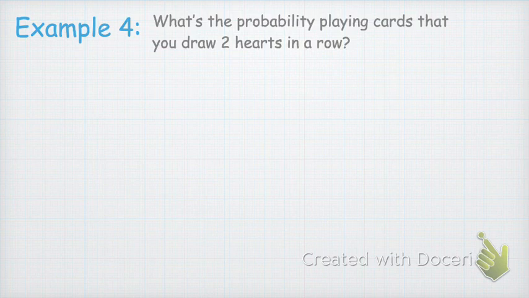For example 4, we're going to look at, if we're playing cards, what's the probability that we draw 2 hearts in a row? So if they give us a heart and then we take another card and that's also a heart, what's the probability of that happening?